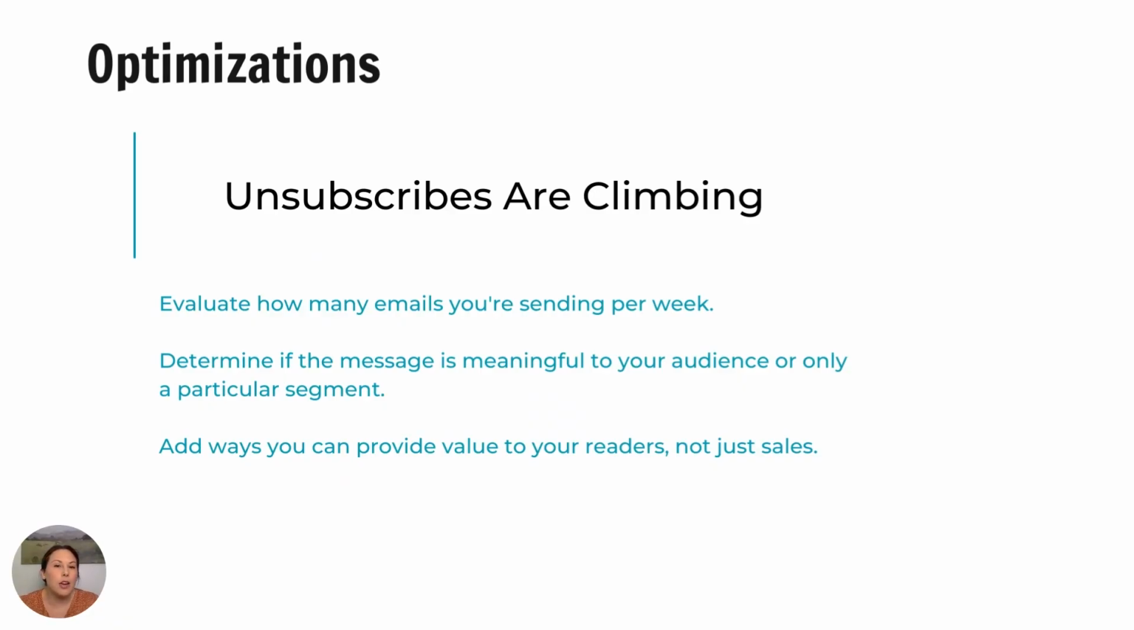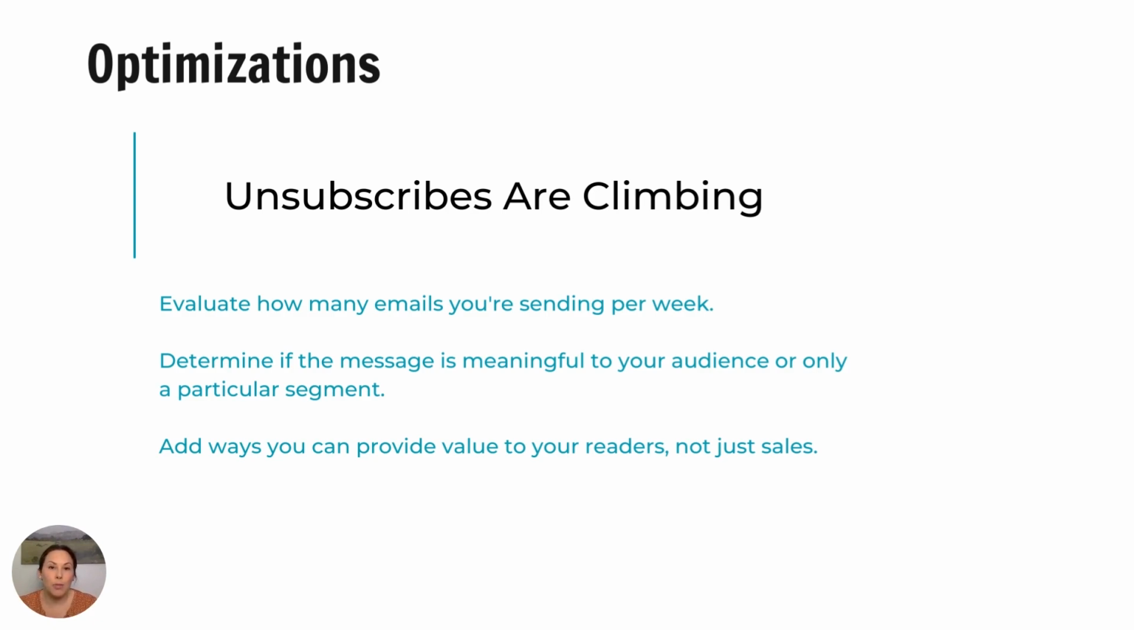Say you notice that your unsubscribes are beginning to climb. 3 things you can do when you notice this happening are, number 1, evaluate how many emails you're sending per week. You might just be sending way too many, and people will start to get annoyed with how frequently you're showing up in their inbox. Number 2, determine if the message is meaningful to your audience or only a particular segment of your audience. Determine if the messages you're sending can be more specific.